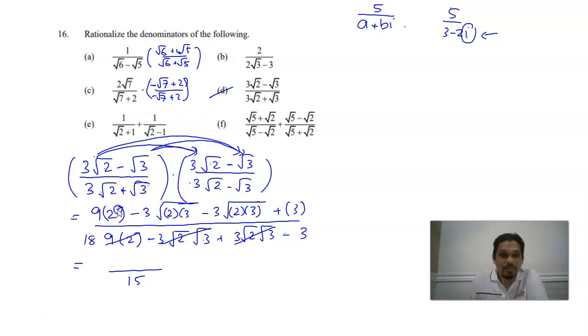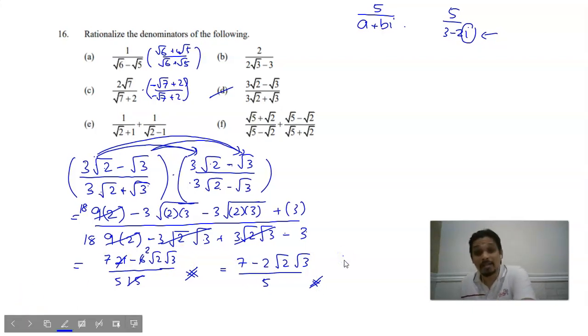So 9 times 2 equal to 18. 18 plus 3 equal to 21. And this one minus 6 square root of 2 square root of 3. We can simplify this, because it can divide by 3 each: 3 times 7, 3 times 2, and 3 times 5. So 7 minus 2 square root of 2 square root of 3 divided by 5. There you go.